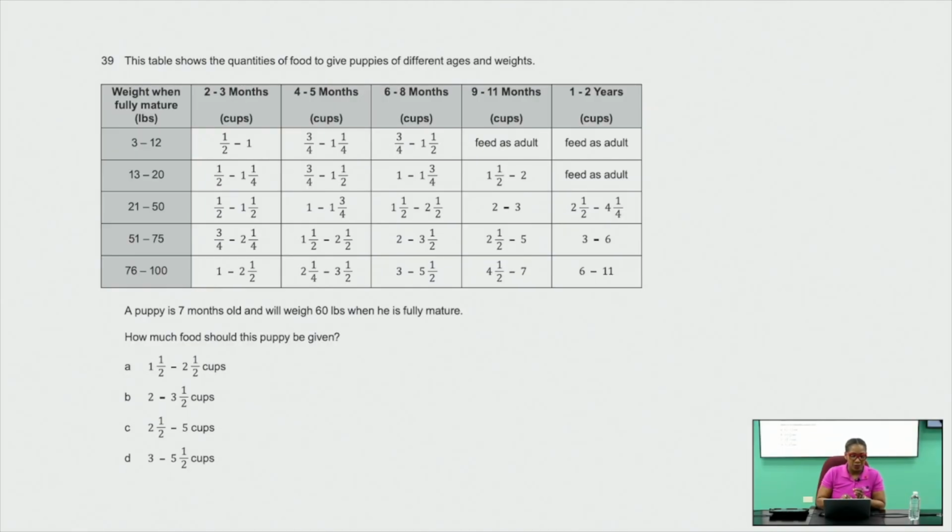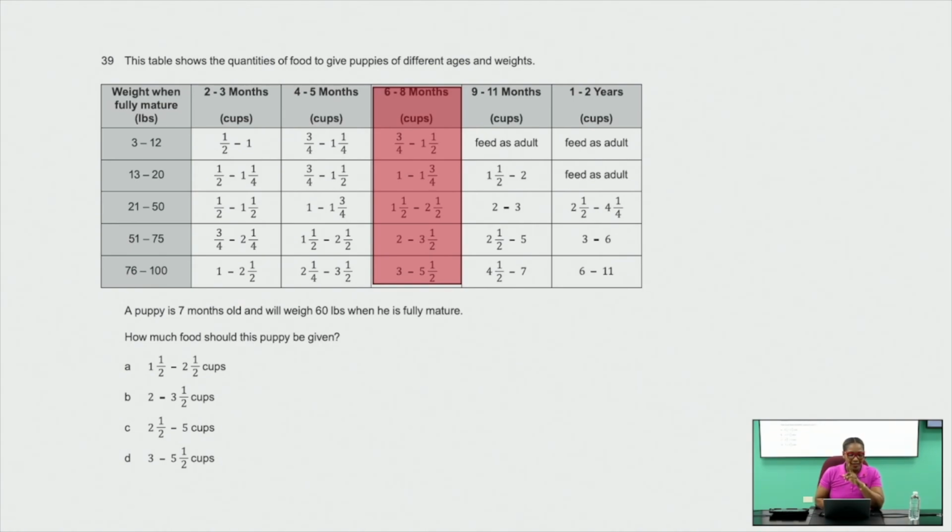So let us start out. What do we have first? We know the puppy is 7 months. So we look at the column that the 7 months would fall in. As you can see, you have 2 to 3 months, 4 to 5, 6 to 8. 6 to 8, so you clearly realize that the 7 is going to fall right there. So we're in that column and I've highlighted it for you.